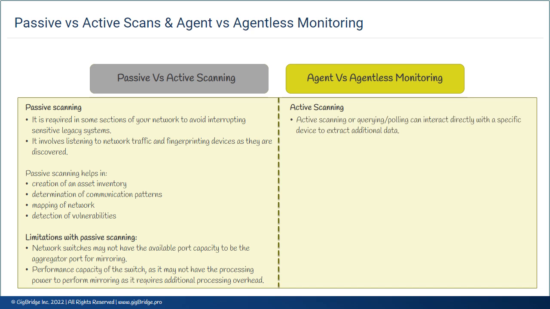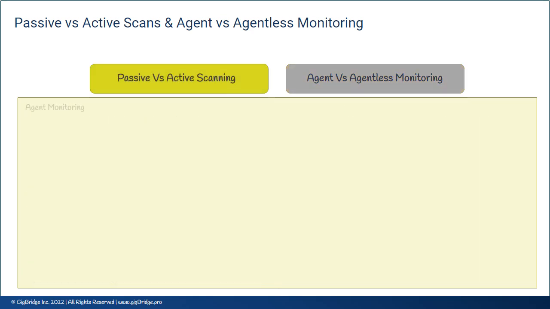Active scanning or querying and polling can engage directly with a specific device to obtain additional data. The most reliable data comes from combining active and passive monitoring. Agent versus agentless monitoring. You must also know where and when not to deploy agents for data collection, in addition to passive versus active scanning.